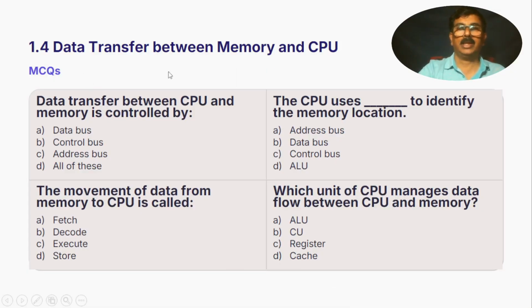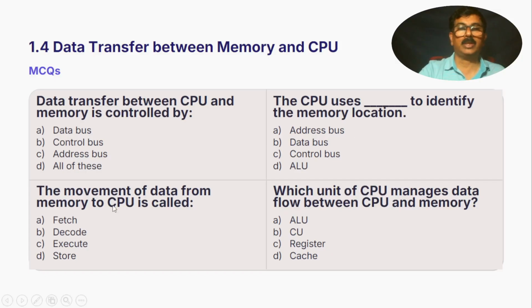1.4 section, data transfer between memory and CPU. On that section, data transfer between CPU and memory is controlled by data bus, control bus, address bus, all of this. Since all three together, we will call it a system bus. Remember that. The CPU uses dash to identify the memory location. CPU uses address bus to identify the memory location.